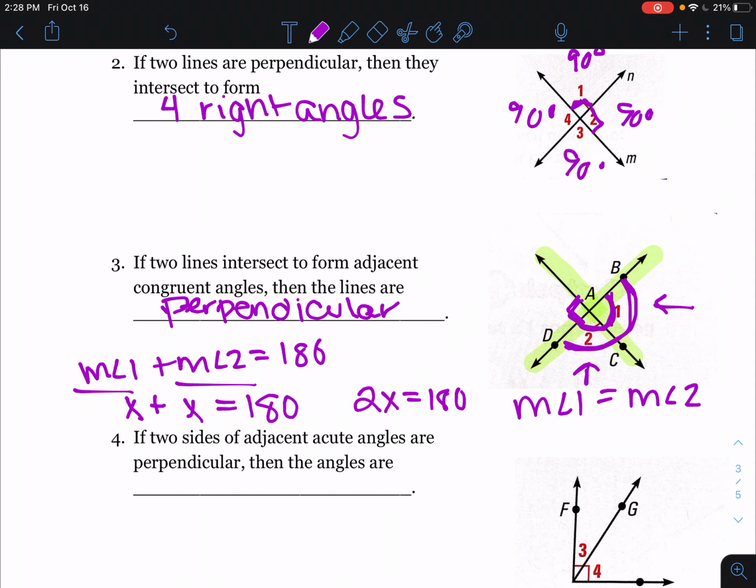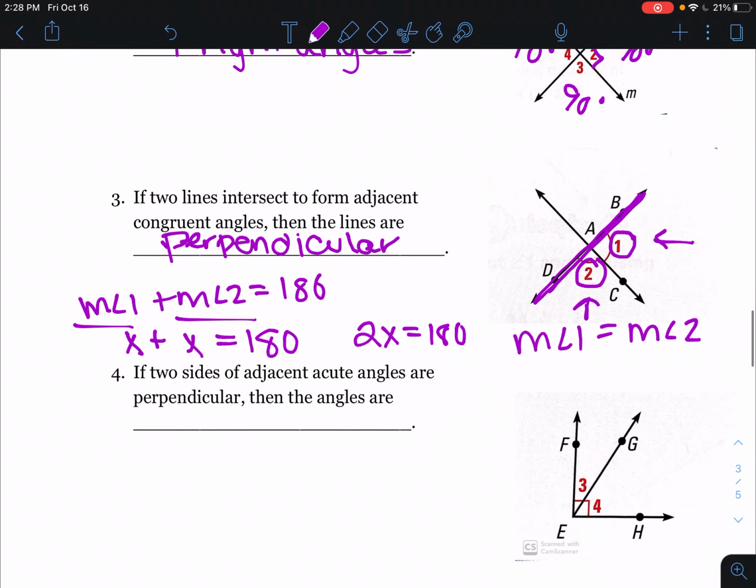And those lines are perpendicular. If you're a little confused by that one, think about it as we're trying to find twins, two of the same angle measure that add up to 180. The only number that works would be 90. 90 plus 90 is 180. They have to be twins. They have to match. Which means that these two lines are perpendicular because we know that if two lines are perpendicular, they meet at 90 degrees.